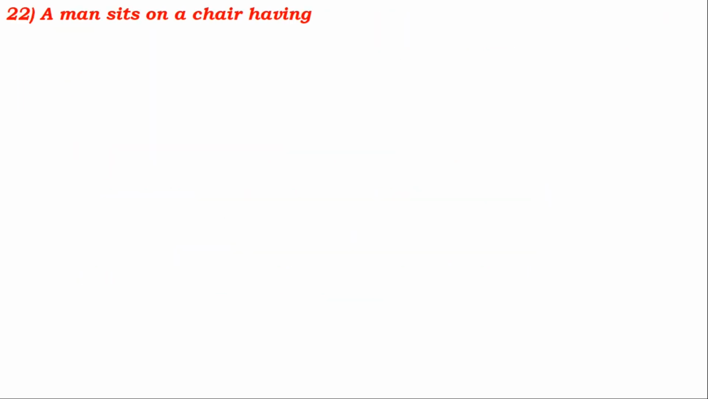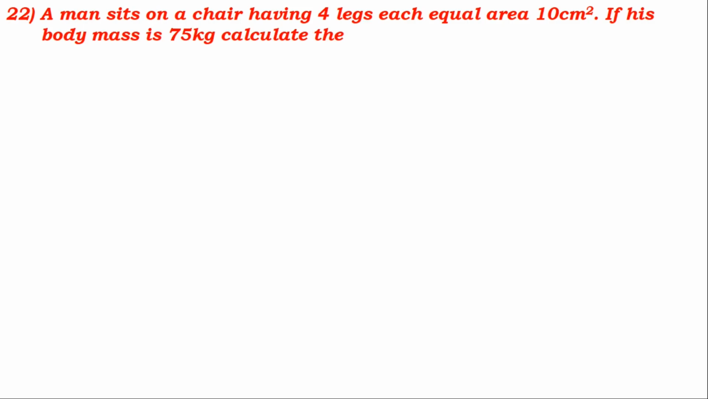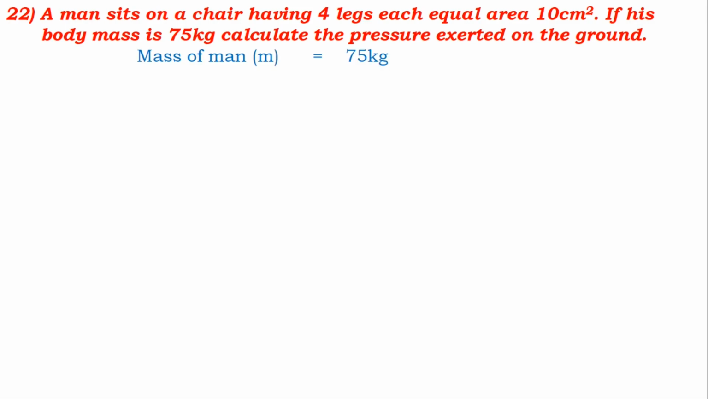A man sits on a chair having 4 legs, each equal area 10 centimeter square. If his body mass is 75 kg, calculate the pressure exerted on the ground. Now we have to write first the given mass of that man, which is represented by small m equal to 75 kg. An area of 4 legs of chair, that can be represented by A, is equal to 4 into 10 centimeter square, because each of the leg has the area of contact with the ground is 10 centimeter square.